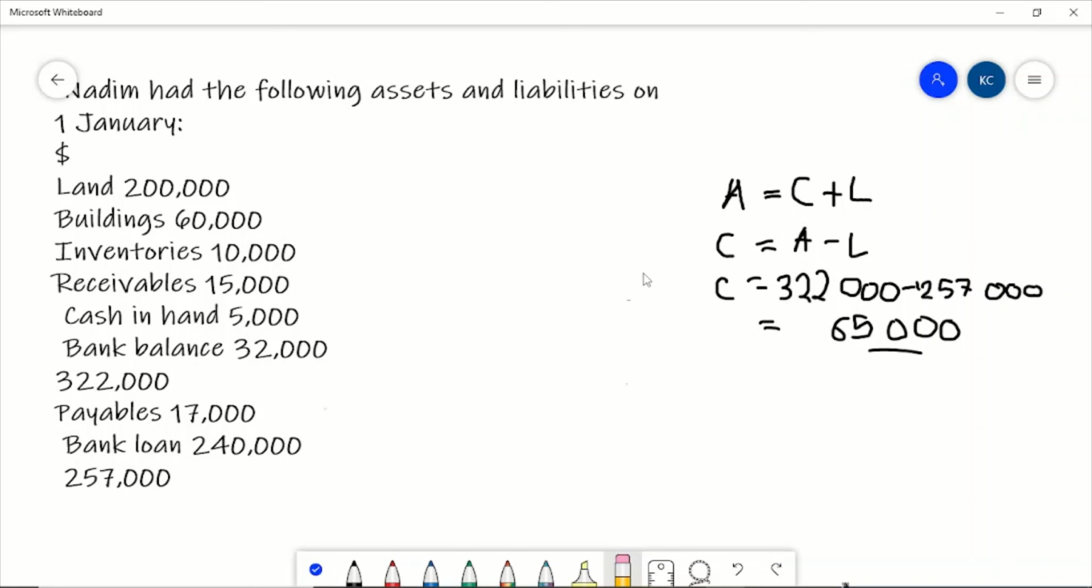You can also use this to find the capital, you can use it to find the liabilities, even the assets, using the accounting equation. So guys, this is just what I wanted to talk about in this video. I hope it was helpful.